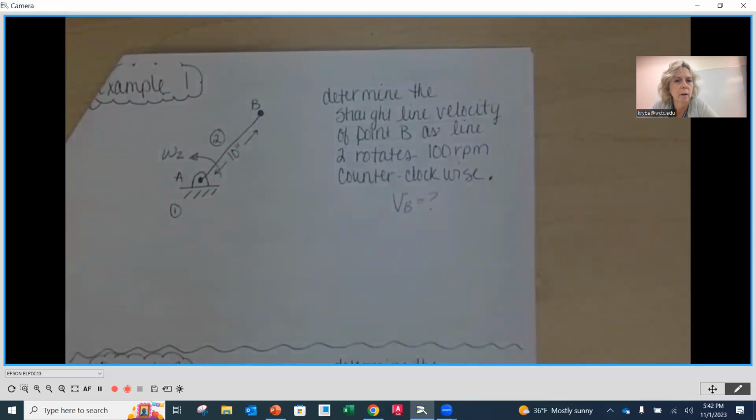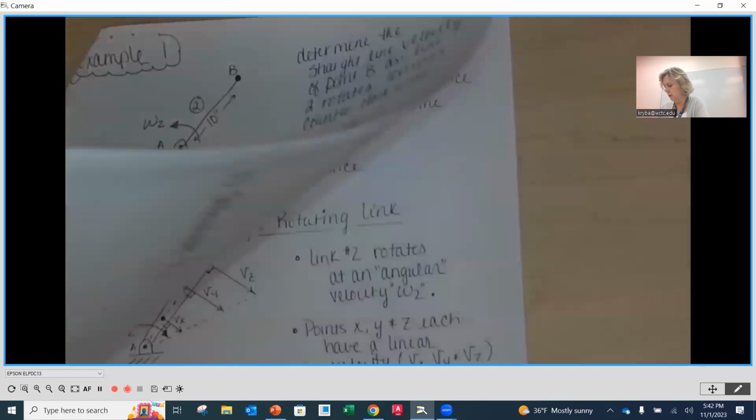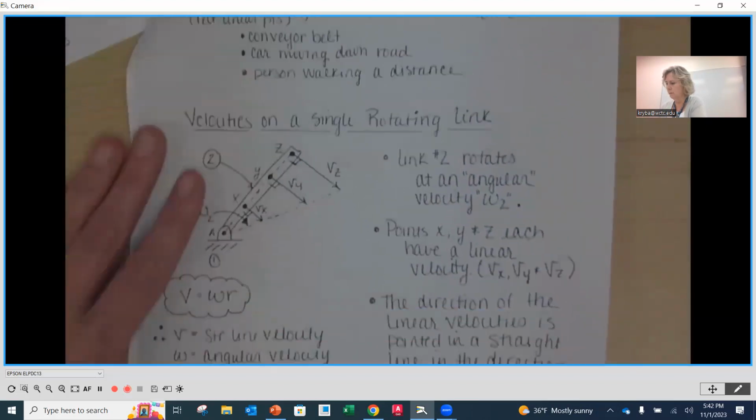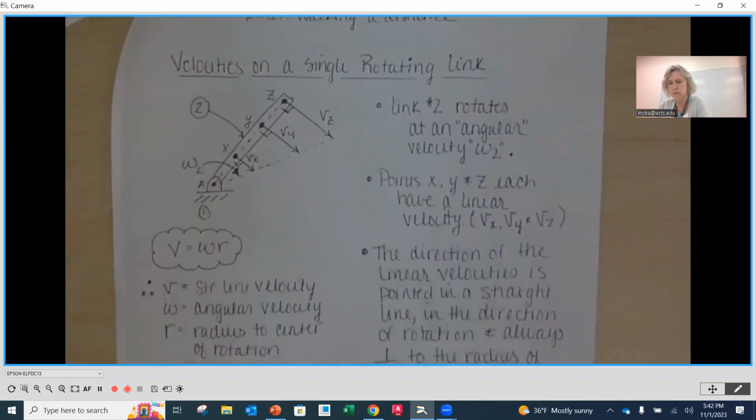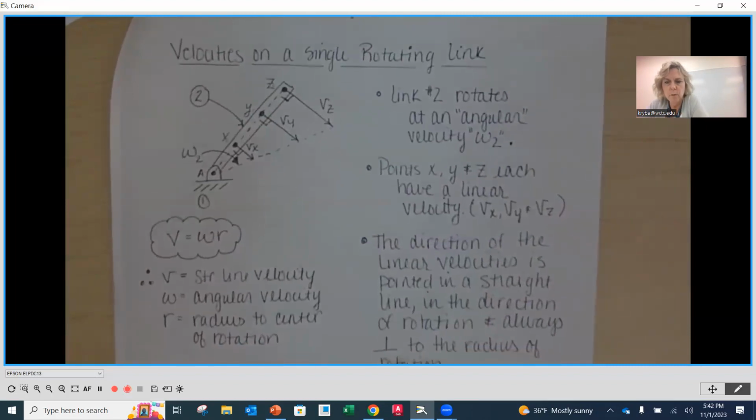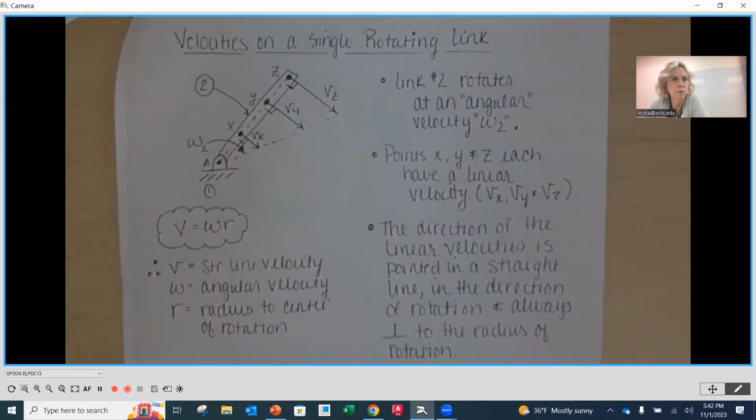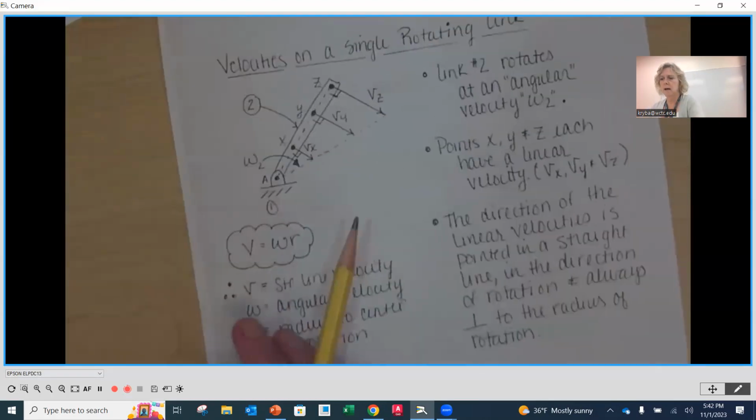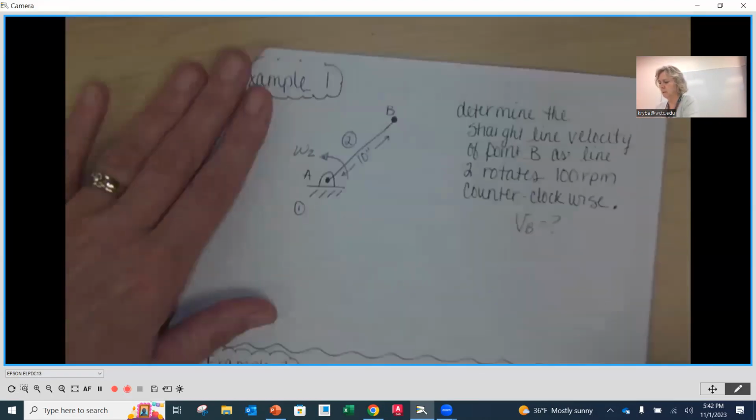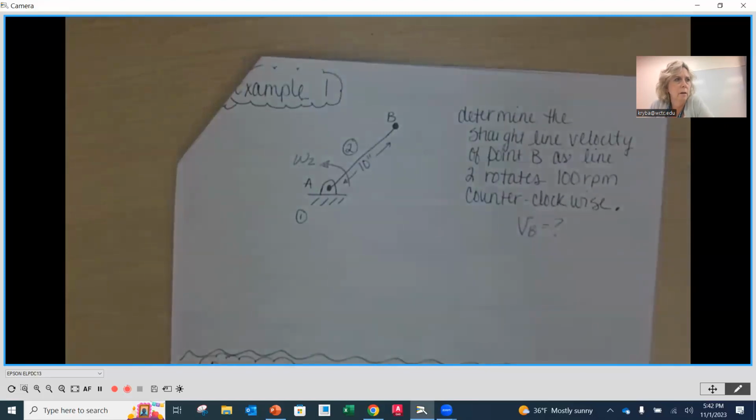Okay. So we need to draw VB on our diagram. Now to draw VB on our diagram, we know a couple things about velocities, don't we? We know that the direction of the velocity is going to point in a straight line in the direction of rotation and perpendicular to the radius of rotation. So go ahead and draw VB on the endpoints of link number 2.